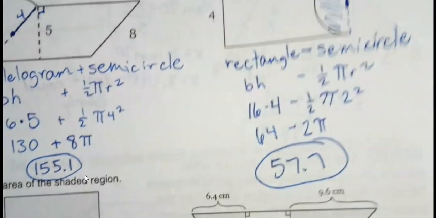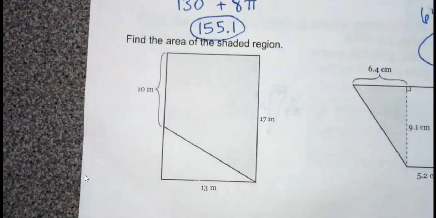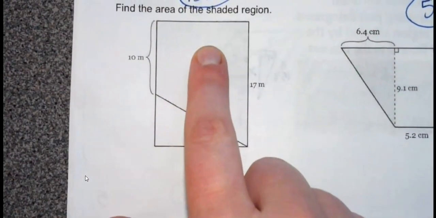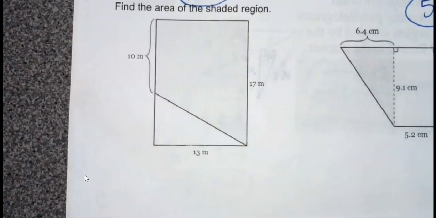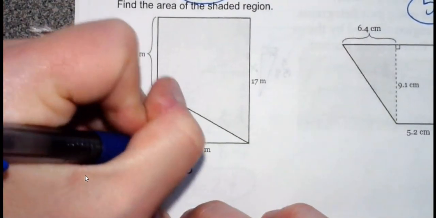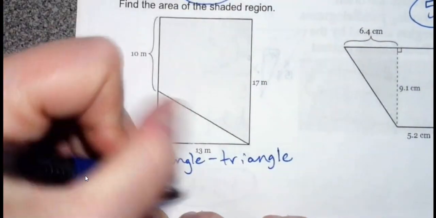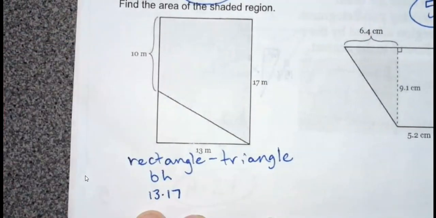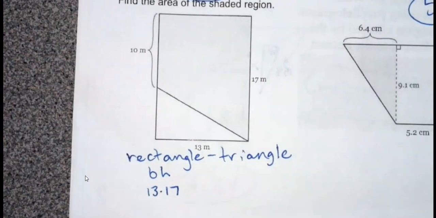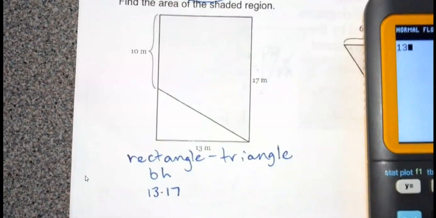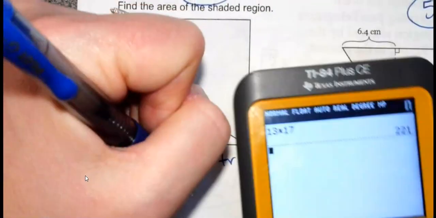All right, and then this last one, there's multiple ways to do it. You're going to see problems like this. It's up to you how you want to solve it. You can either look at this and say, this is a trapezoid, I want to use the trapezoid formula. Go for it. Or you can do rectangle minus triangle, because you want the shaded region. So that rectangle, which is 13 times 17, will give you the full area of this shape, and then you just subtract the white part. So 13 times 17 is 221.